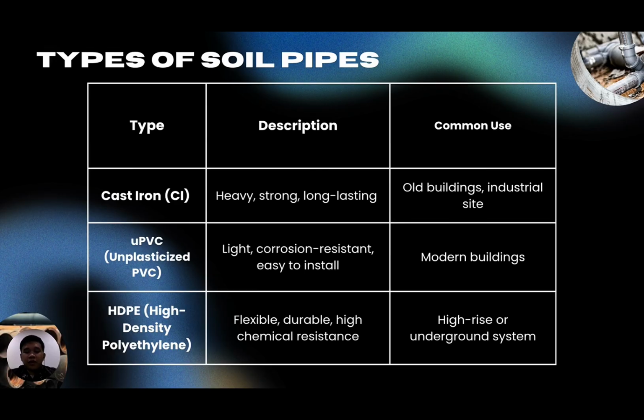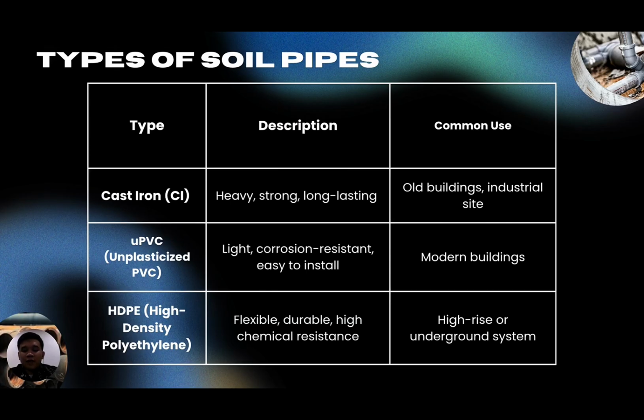Okay, so moving on to the next part, we should be on types of soil pipe. First off, we have the cast iron pipe. This type of pipe is usually heavy, strong, and incredibly long lasting, and you usually find this type of pipe in older buildings and heavy duty industrial sites where durability is paramount.